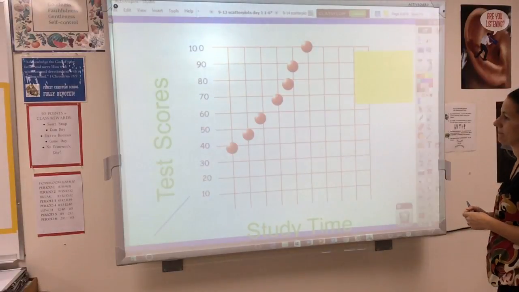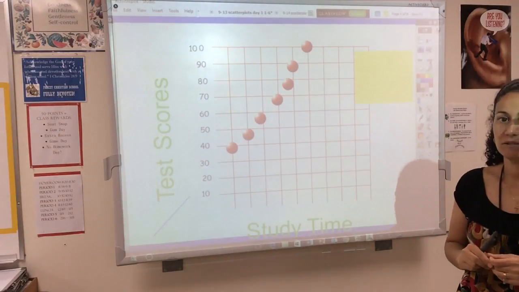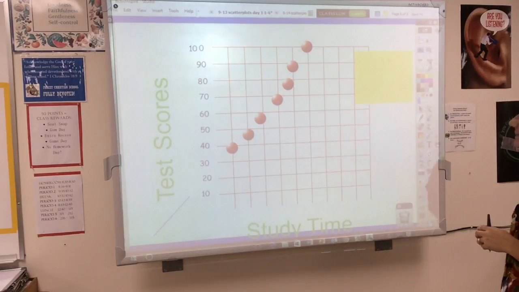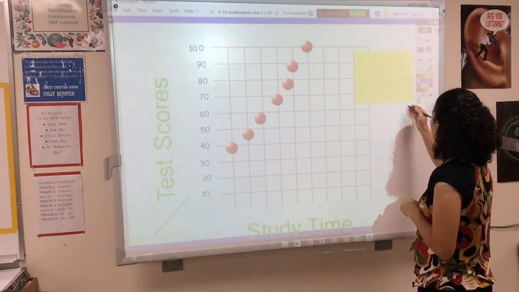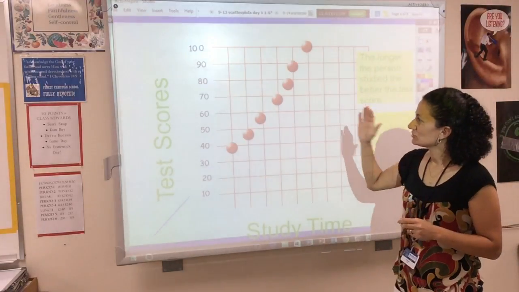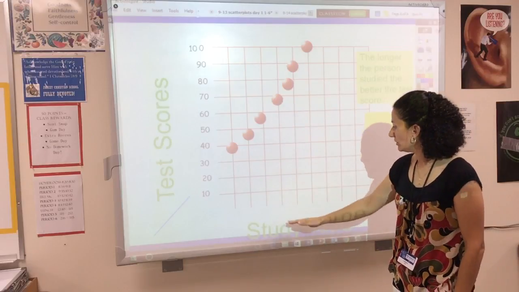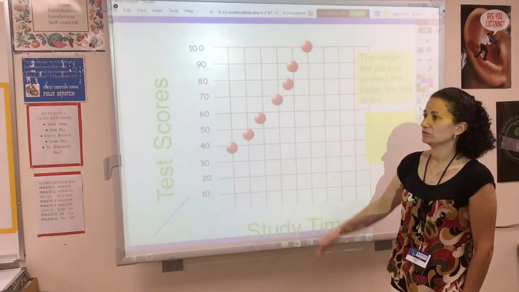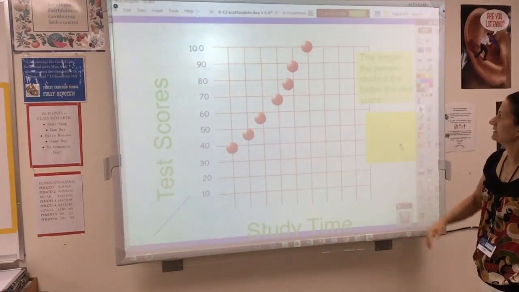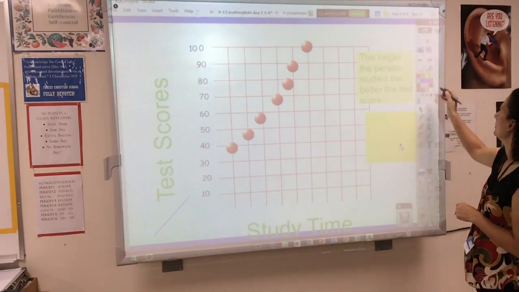Let's put another one. Test scores and study time. This is a good one to know. You probably already know it. What do you think? Positive, negative, or none? This is a strong, positive relationship. You can almost connect the dots. The more you study, the higher your test scores are going to be. And here's what this says here. The longer the person studies, the better the test score. Positive relationship.